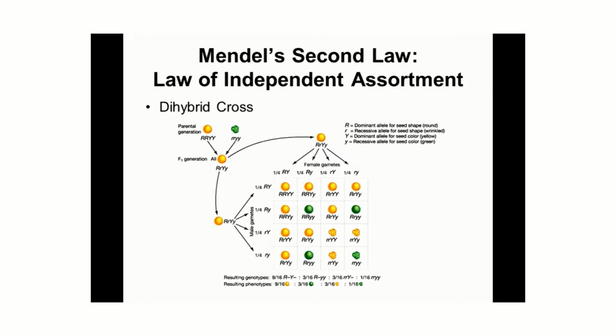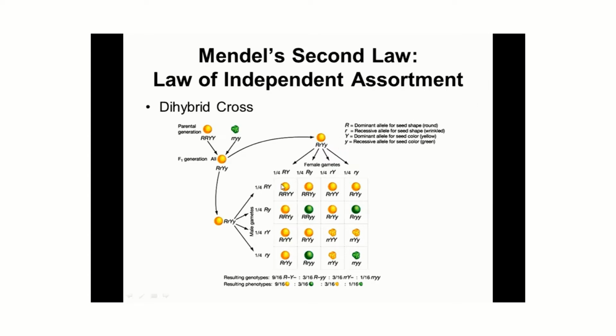Whenever he continued with the F2 generation, we can have 4 different kinds of gametes here. Actually, we have 4 different alleles here: capital R, that is the round allele; small r, the allele for wrinkled shape; capital Y, the allele for yellow; and small y, the allele for green. So we have 4 different alleles, and there are 4 different kinds of gamete pairs that can be possible.